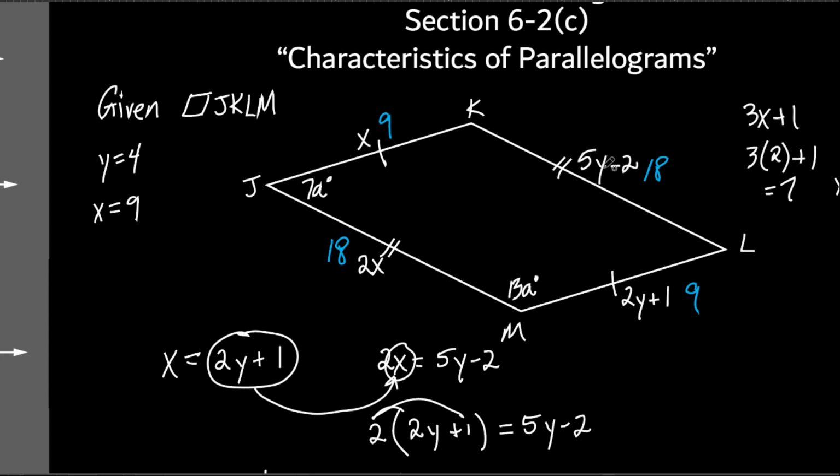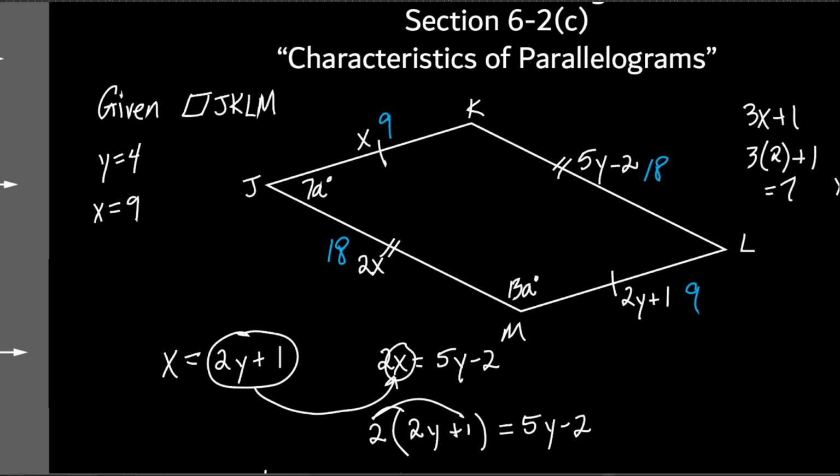So y is 4. 5 times 4 is 20, minus 2 is 18. It does work, doesn't it? And it should. All right? So now I've got all four sides. Everybody with me? Now we've got to find the angles.